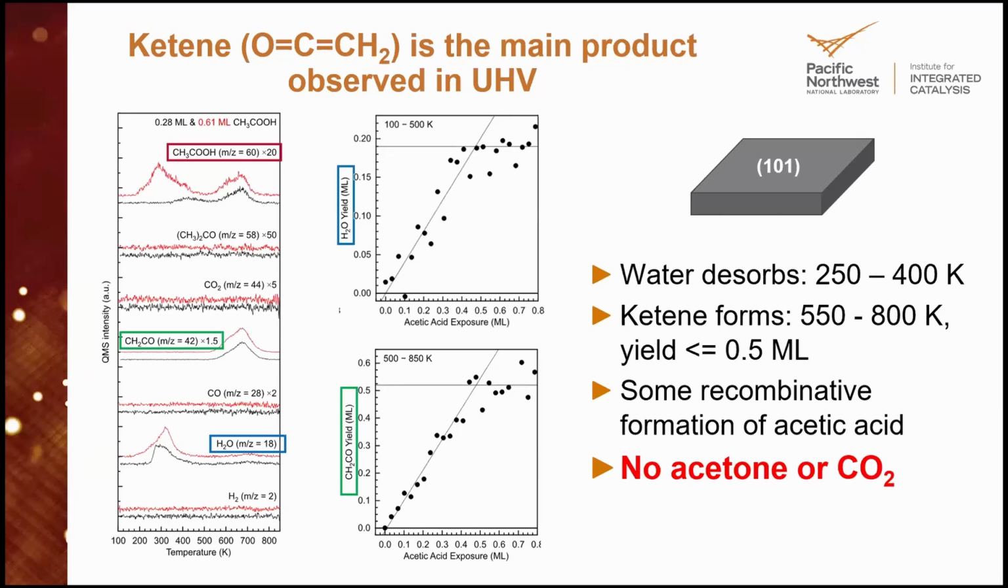This is showing you the water yield. It comes up and saturates at a half monolayer. The ketene yield comes up and saturates at a half monolayer. Okay, so no carbon-carbon coupling reactions there. And this is what got us thinking. One of our postdocs was like, why do they see acetone production on anatase particle beds? We don't see it here.